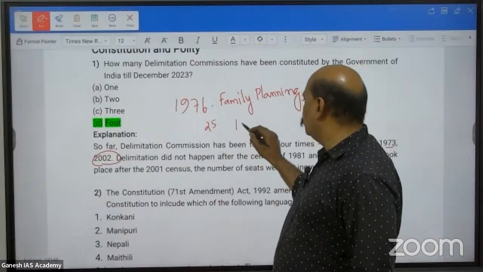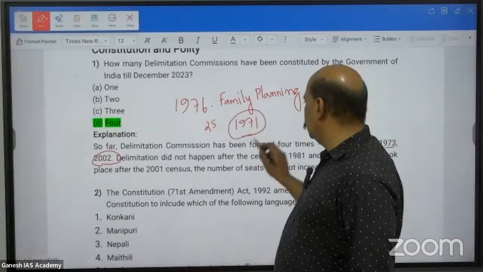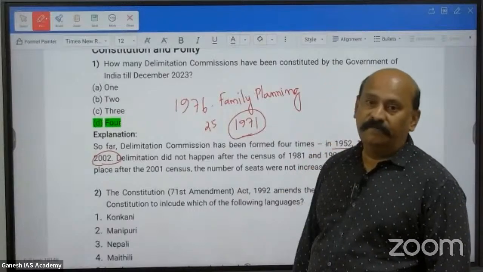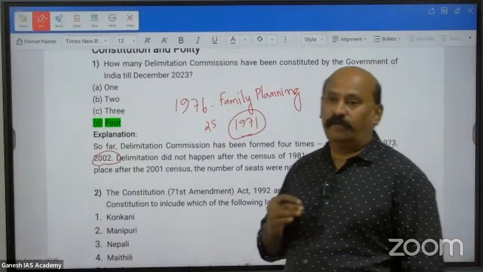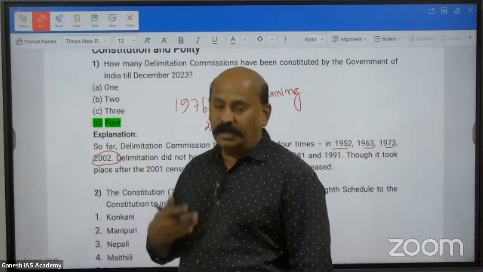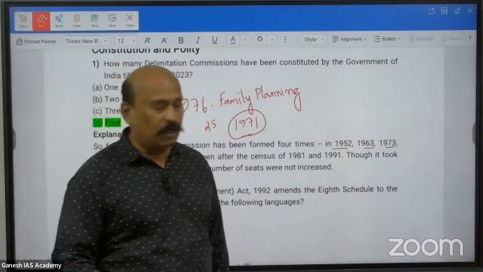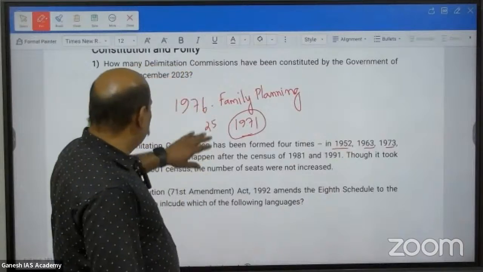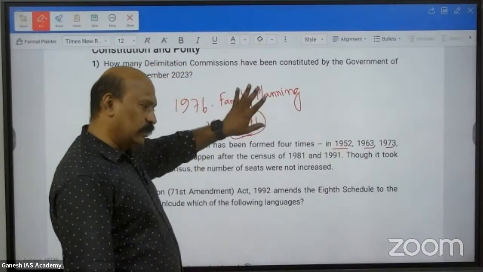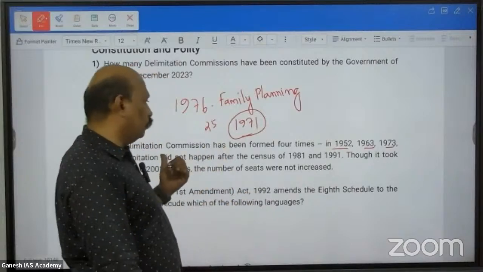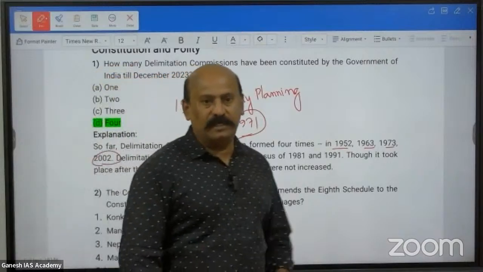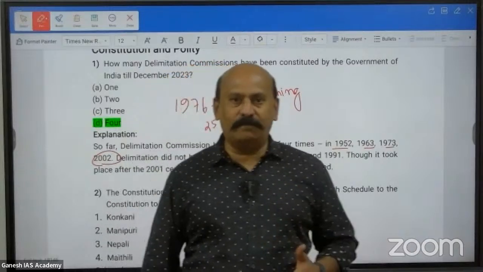So for all purposes, the population figures of the census of 1971 were taken as the base figure for delimitation or any other aspect relating to the constitution and law. This 25 years got over by 2000. The first census after the year 2000 was census 2001, so it was an obligation to readjust the seats. But at that time, there was a problem.